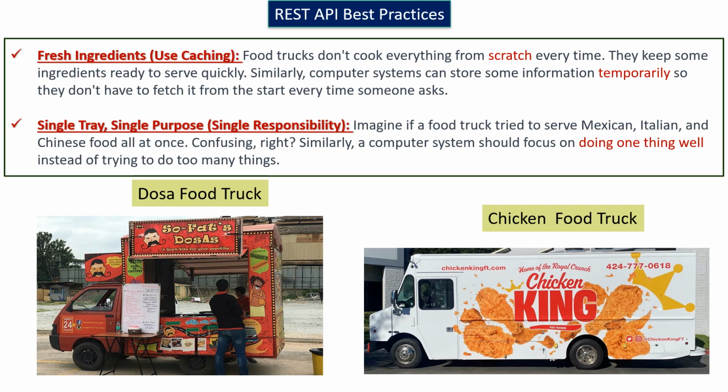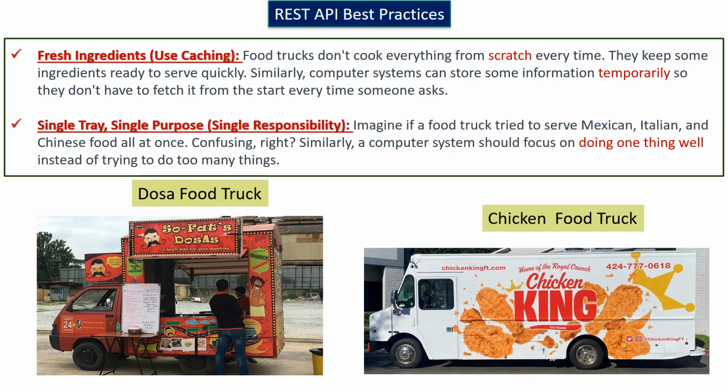Fresh ingredients. In case of a computer system, it is equivalent to caching. Food trucks don't cook everything from scratch every time. They keep some ingredients ready to serve quickly. Similarly, computer systems can store some information temporarily so that they don't have to fetch the information from the start every time someone asks for it.